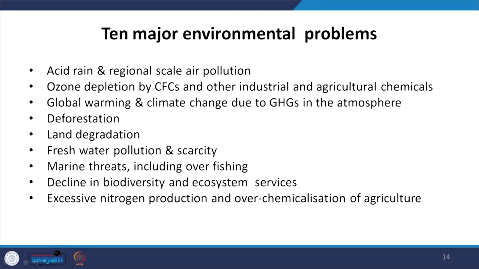Marine threat including overfishing. So, now our seas have become the dumping ground. Much waste ultimately goes through river systems into the sea, and then it is also affecting the aquatic life. Moreover, overfishing is also creating shortages of fish, and many aquatic lives are badly affected due to over exploitation of fishing. That is also a major challenge.